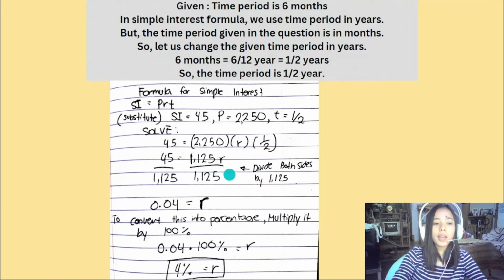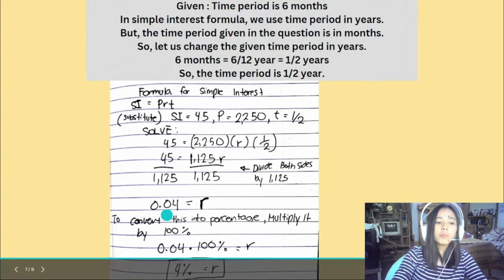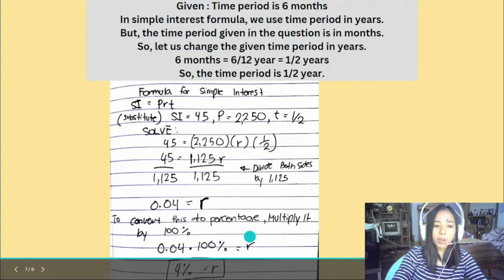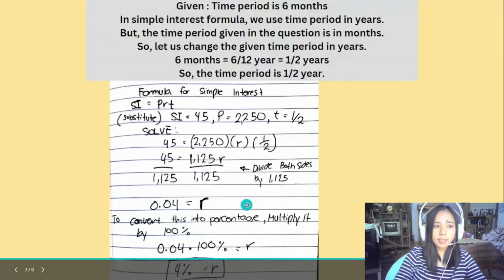So divide both sides by 1,125 to eliminate it and get R. 1,125 will be eliminated. So 45 divided by 1,125 will be 0.04. So our rate is 0.04. But the rate is in percentage, so to convert this decimal into percentage, we're just going to multiply it by 100%. So 0.04 times 100% is equal to 4%.